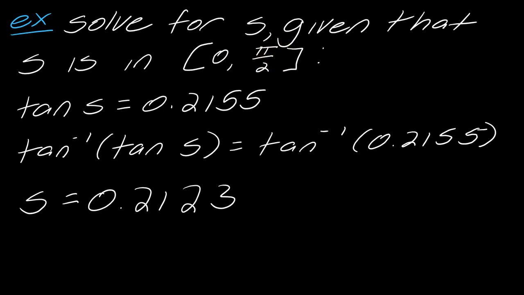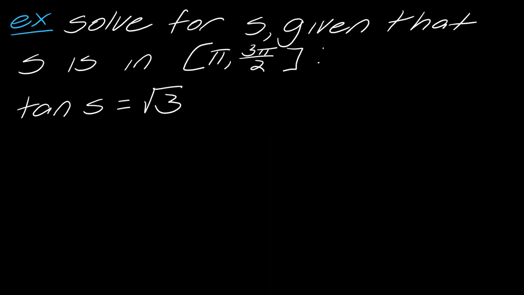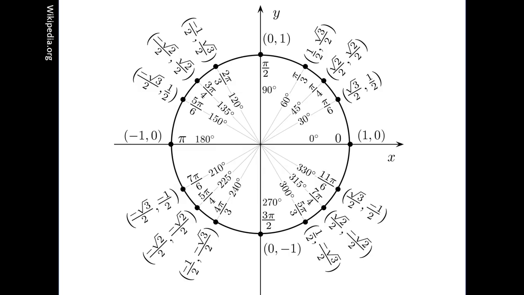Now let me show you some examples where you can't use your calculator, or maybe where using your calculator wouldn't make the most sense. Okay, here's a perfect example. I've got tangent of s equals the square root of 3, and check out my interval. My s needs to be between pi and 3pi/2. First of all, the square root of 3 is actually a value that's found on the unit circle.